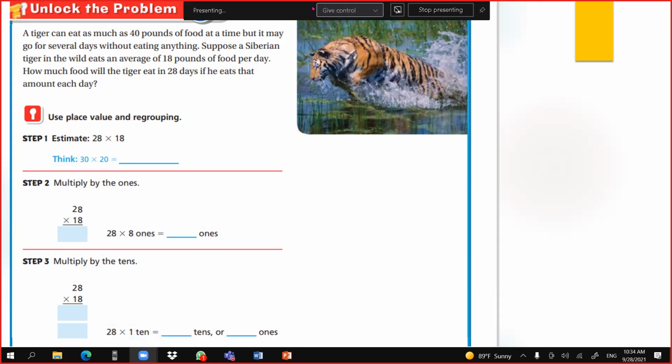So, each day he eats an average of 18 pounds. And they asked me now to find how much food the tiger will eat in 28 days. What can we do? We're gonna multiply.